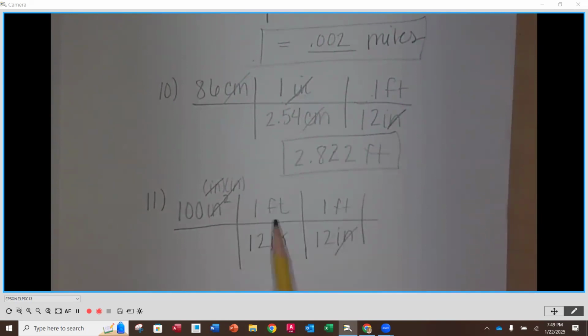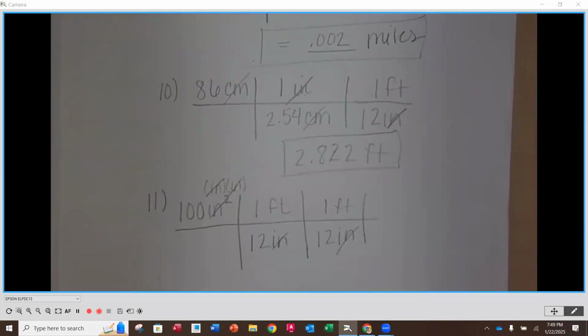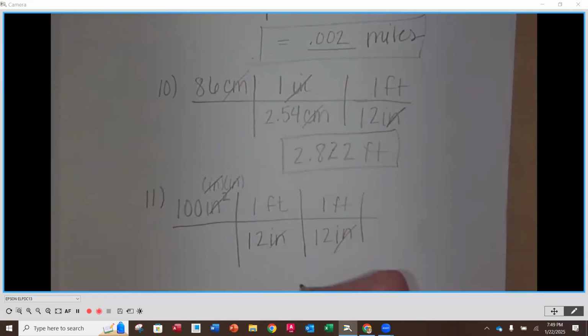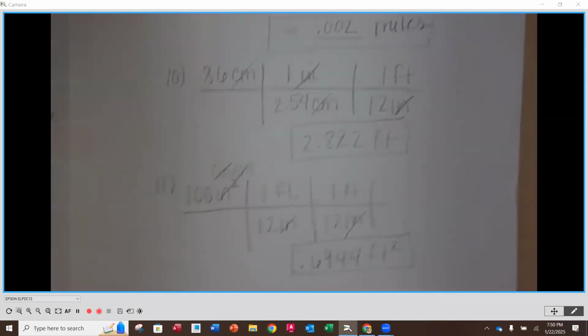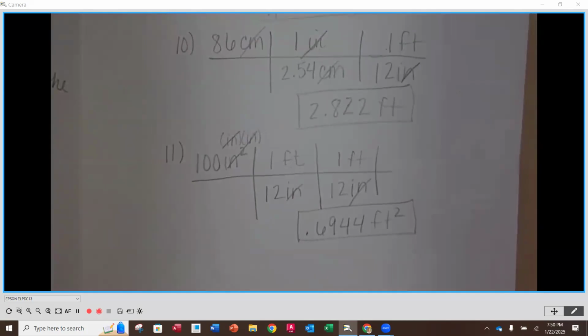Okay. So if we look on top, there's 2 feet multiplied together. So that's going to be square feet. So we take 100 divided by 12 divided by 12. So you should get 0.6944 feet squared. Okay. So that's how we deal with powers.